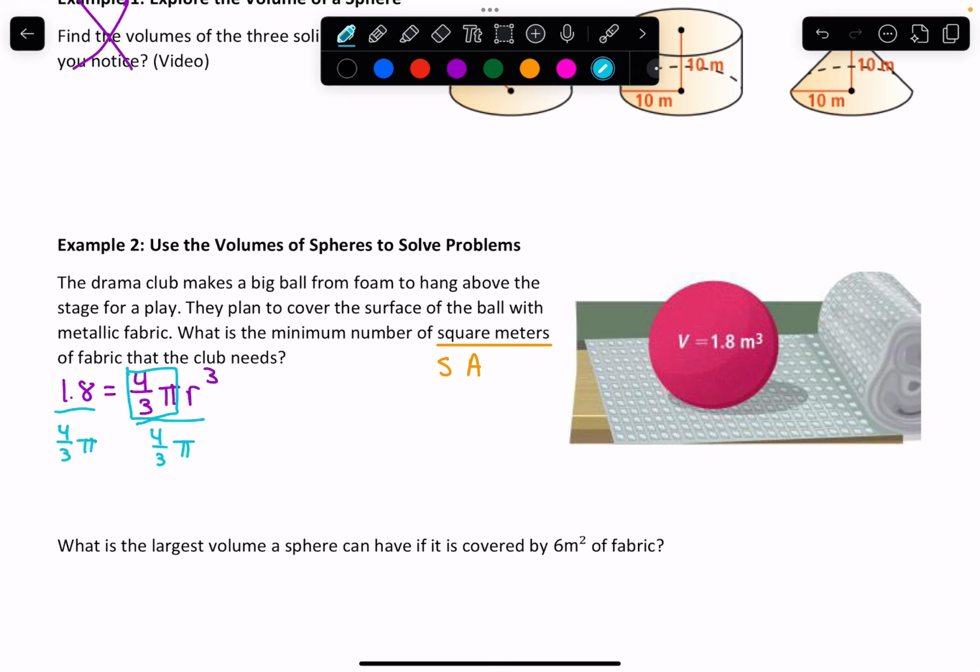This can be something that challenges people with their calculators. Please, please, please remember that 4/3 pi should go in parentheses because it's multiple things that are in the denominator of the same fraction. If you don't use parentheses, then it could make very different answers that are not correct. What you should get if you divide 1.8 by 4/3 pi is 0.43. So here 0.43 equals r cubed.